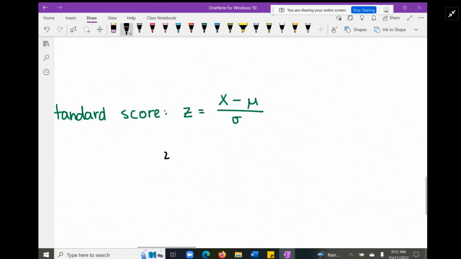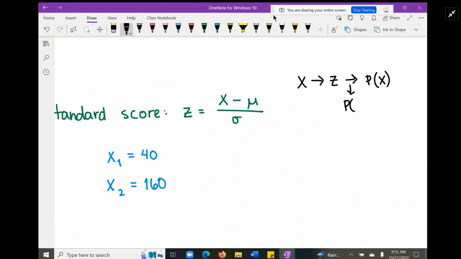And we're going to give some notation here. x1 is the lower bound, which is 40. x2 is the upper bound, 160. And so we're simply going from x to z, and we're going to use the standard score to find our probability through finding the area by z scoring or standard scoring.